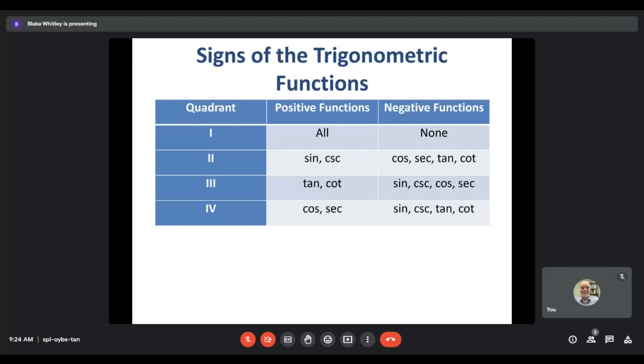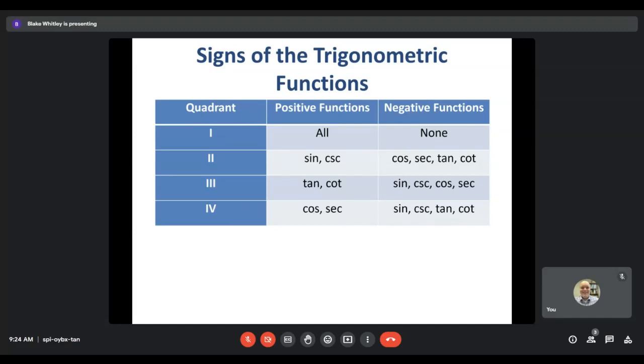Once we hit the third quadrant, remember the x and y would both be negative there, so that makes tangent and cotangent positive. All of your other trig functions are going to become negative. And then finally, in the fourth quadrant, cosine and secant should be positive. All of your other trig functions will have a negative value.